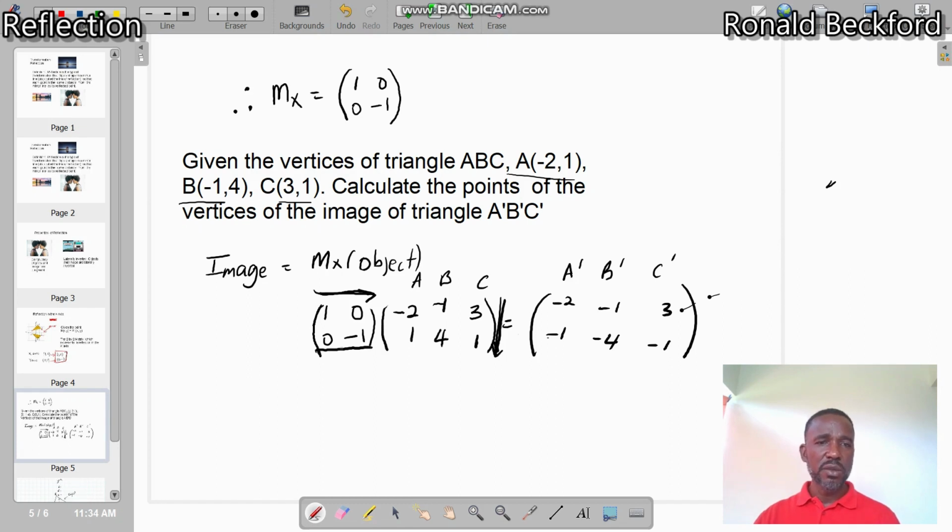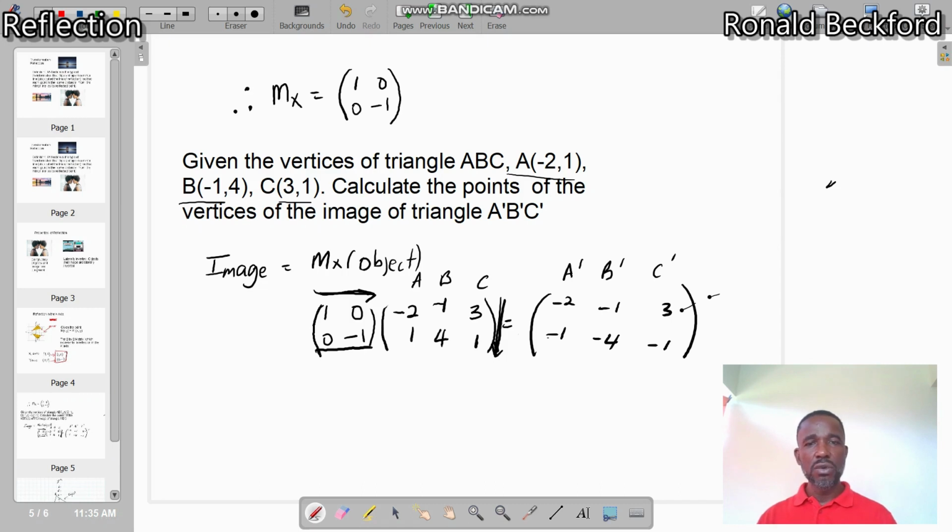Let us look at the other point. So we have 0 times -2 will give us 0, and -1 times 1 will give us -1. So here for the image of point A, we will realize that the x value remains, while the y value goes from +1 to -1. So if we follow that concept, then for B prime, the x value will still remain -1, while the y value will move from +4 to -4. For the C value, the x value again will remain. However, the y value will go from +1 to -1.